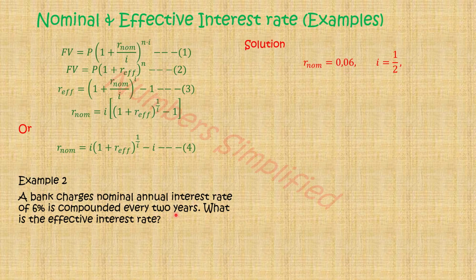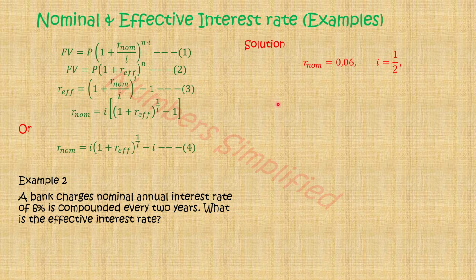And the I, take note of this particular I. It happens every 2 years, implying that a single year has half of what would be compounded. 2 years is just one compound. So 1 year is half of that. Therefore, our I becomes half, or 0.5. Great. So we see that we are looking for the effective interest rate, given the nominal interest rate as well as the I. So equation 3 would be ideal.